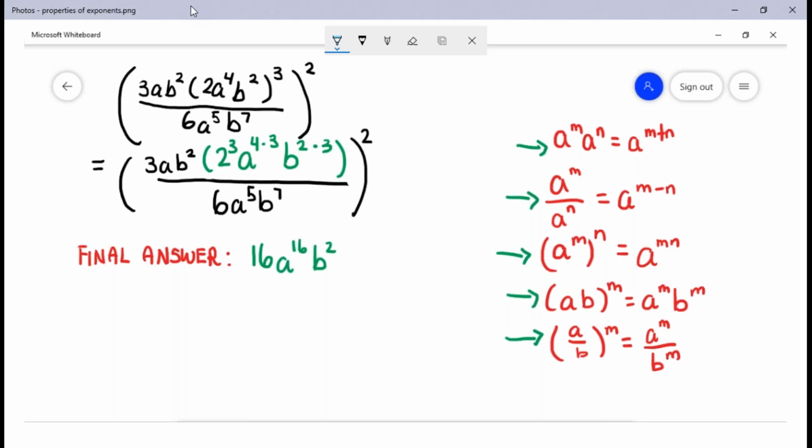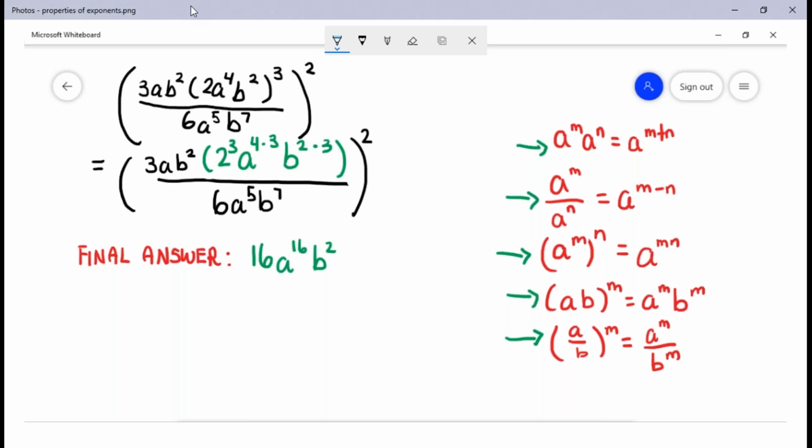So I've taken 2, raised it to the power of 3. I've taken a to the power of 4 and raised it to the power of 3. I've taken b to the power of 2 and raised it to the power of 3 as well. And as you can clearly see, this also features the power of a power rule of exponents, which states that a to the power of m all to the power of n is equal to a to the power of m times n. Because when you raise a to the power of 4 to the power of 3, it comes in this format and you would now need to multiply the exponents together, which is exactly why I have done that for the bases a and b.